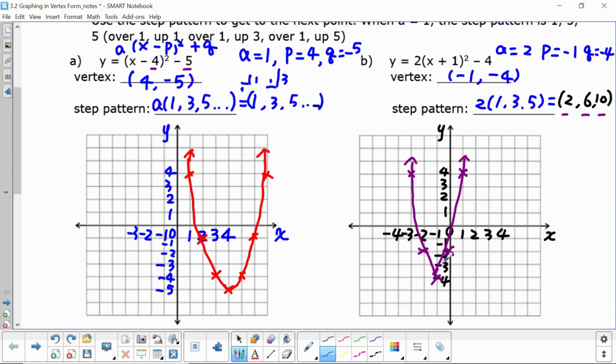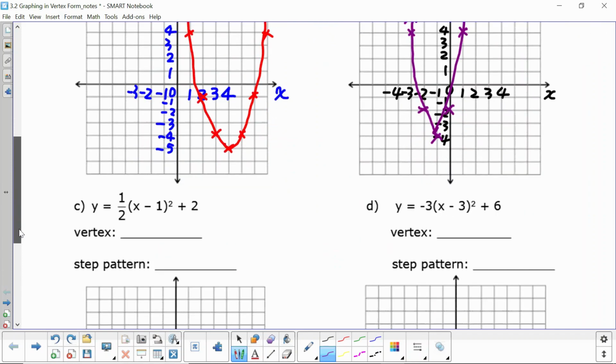And for the left side, you just find a symmetric point. So left 1, up same; left 1, up same. Then connect them smoothly and put two arrows at the end. This is how you graph a quadratic function when it is in vertex form: find the vertex, find the step pattern, then do the graph.